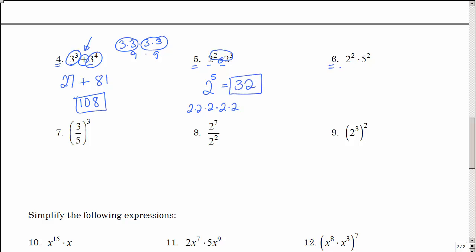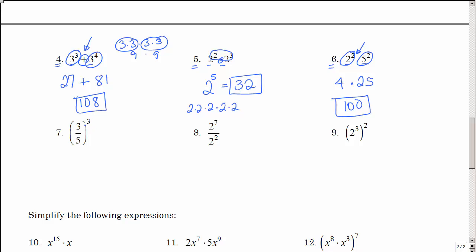Now number 6, we have different bases. We don't have any properties with different bases, so again we just have to do the math in the right order: do the exponents, and then we have multiplication. So 2 squared is 4, 5 squared, 5 times 5 is 25, then we multiply those together and we get 100. Really testing your knowledge of those properties and how to apply them.